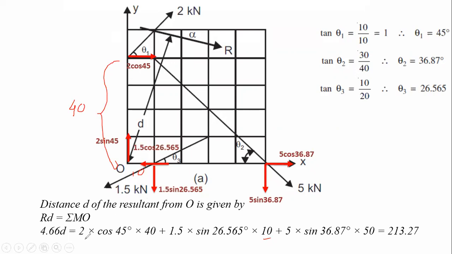It makes a clockwise moment. That's why this term is positive. Similarly, it makes a clockwise moment. That's why this term is also positive. And the last one is also making a clockwise moment. That's why this force into the perpendicular distance from this to this, which is 50, into 50. Now let us solve this one.